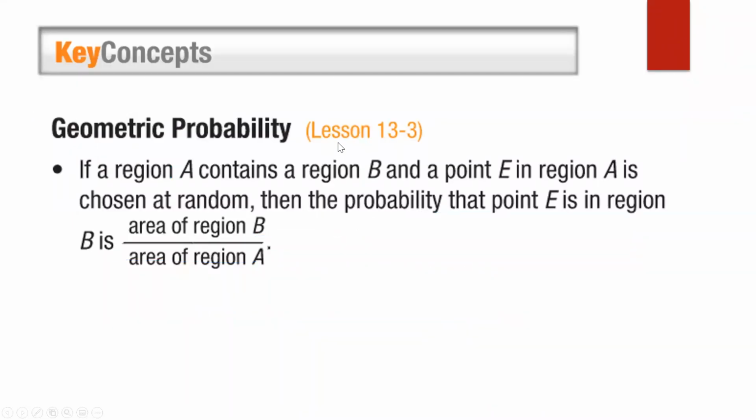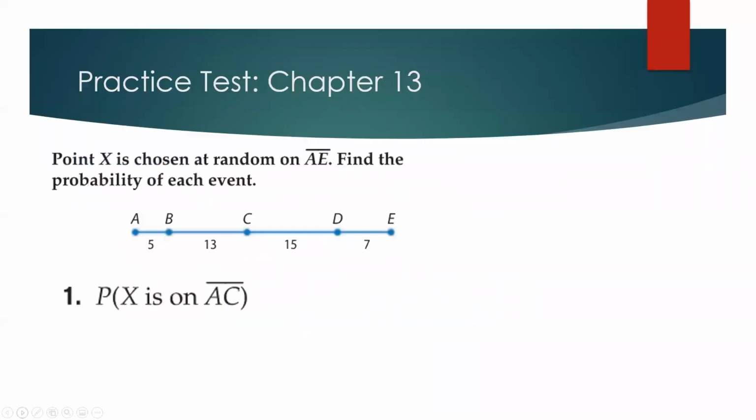All right, and then we have geometric probability. If a region A contains a region B, and a point E in region A is chosen at random, the probability that point E is in region B is the area of region B over the total area of region A. If we had a problem like this, it says point X is chosen at random on AE, so AE is the whole entire segment here. Find the probability of each event.